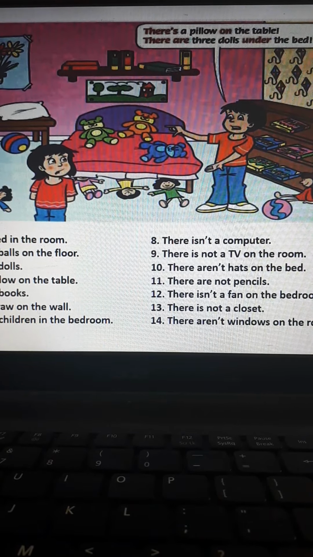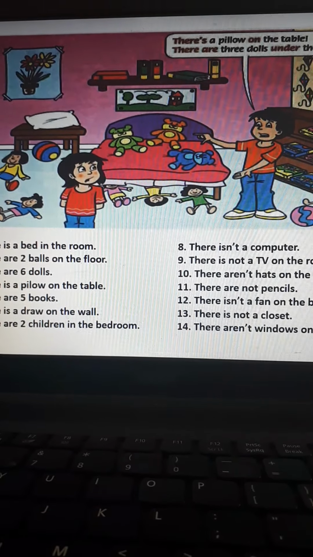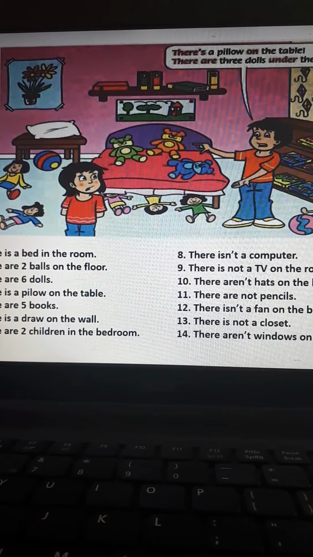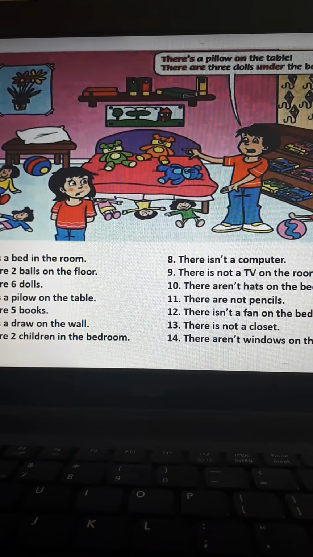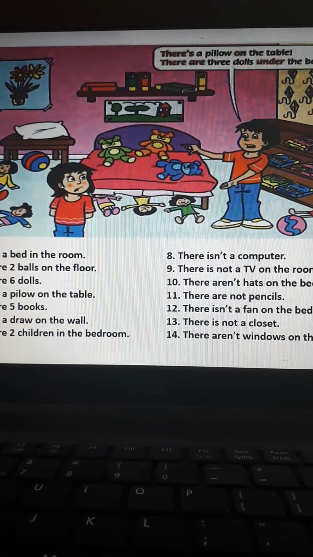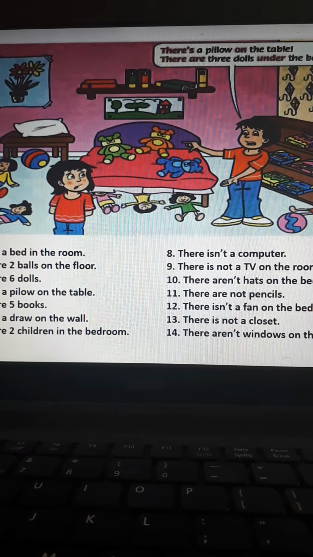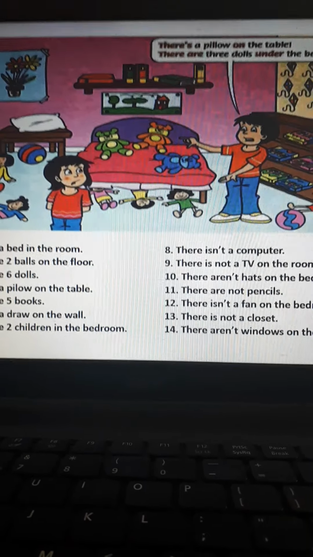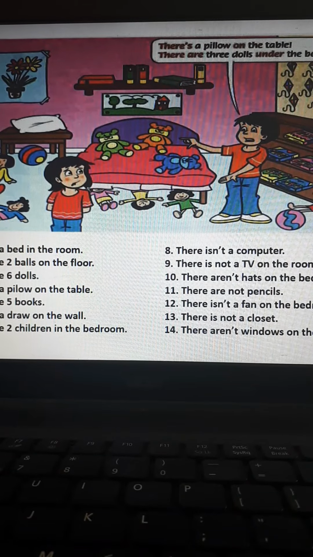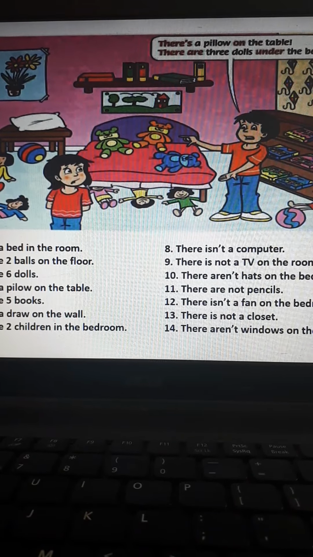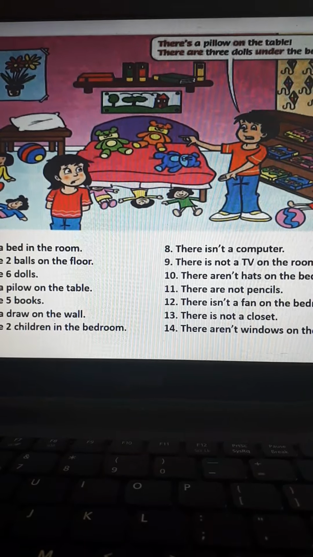In singular, there is a frame, and there is a picture on the wall. We can say that there are 3 bears on the bed, 3 bears, or 3 toys or 3 dolls. There are 2 balls, on each side. There are 2 children, plural. There is 1 girl, there is 1 boy, singular, okay? So is for singular, are is for plural. Please remember that.